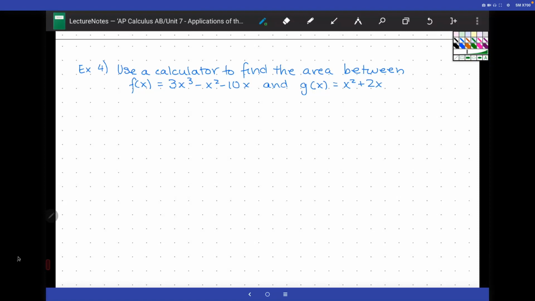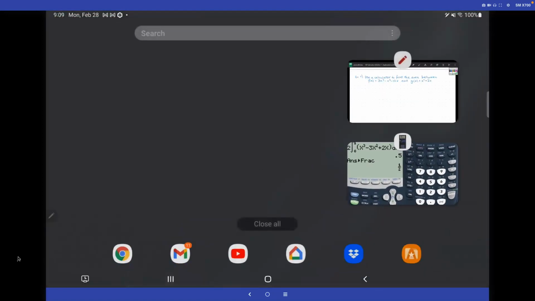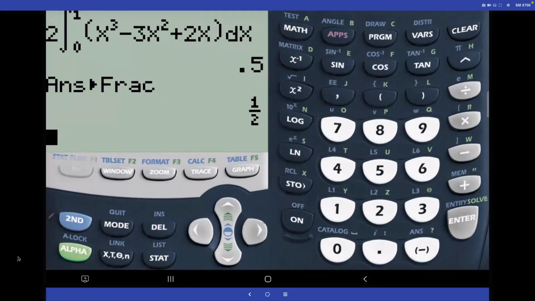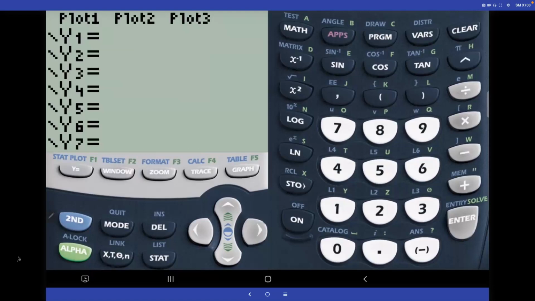All right, so step 1 is going to be to draw a picture, but it does say use a calculator, so we're going to let the calculator draw our picture for us. Anybody still need the problem? Okay, so I'm going to go into my calculator. I'm going to go to y equals, and I'm just going to enter in those two curves.